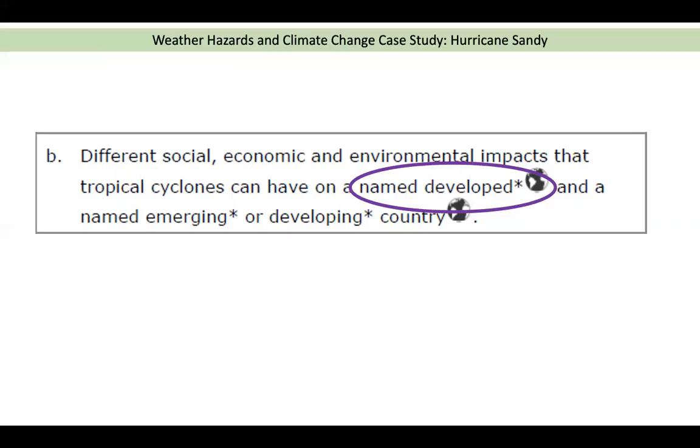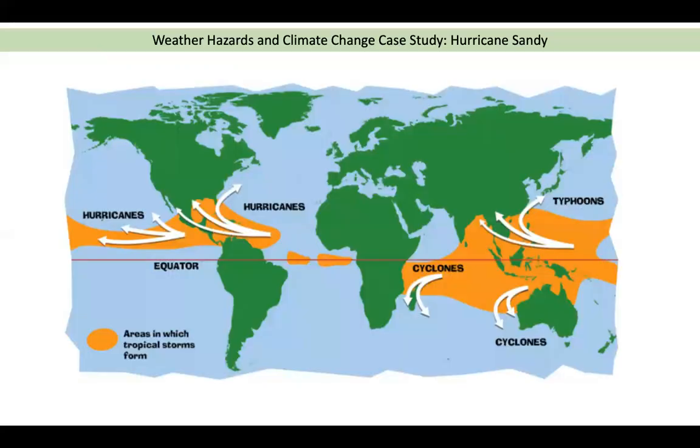Remember, a developed country can be categorized by a high GDP per capita, high literacy rates, relatively high life expectancy, good access to education, often good investment in infrastructure. These are all things that we would have looked at in the global development topic in the human side of this course.